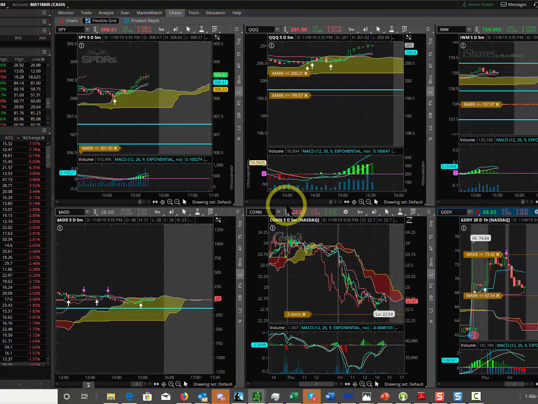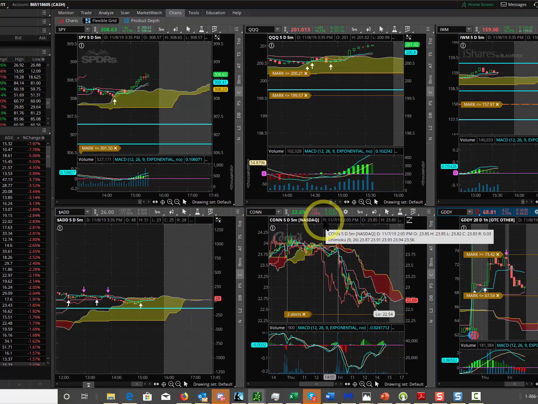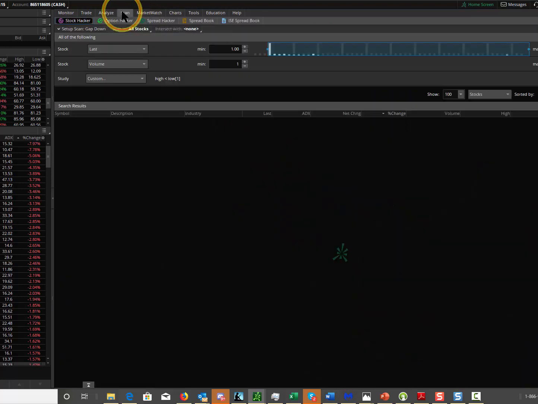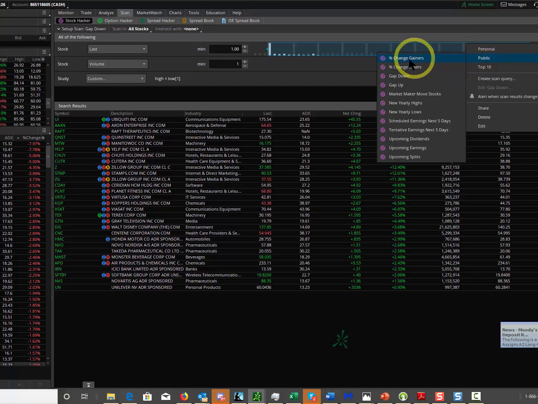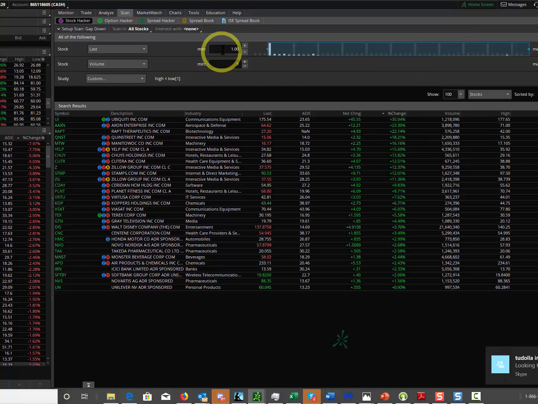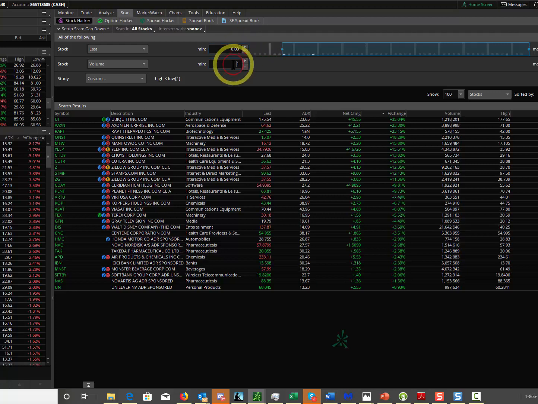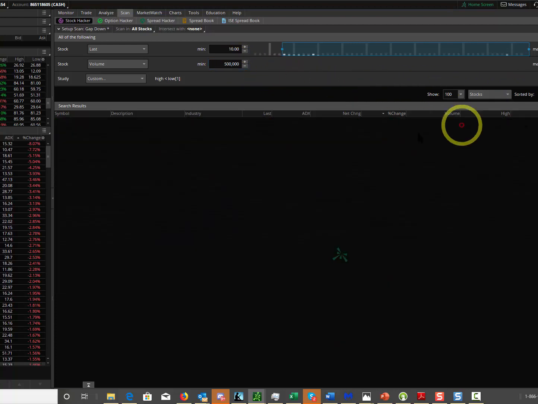So here's my matrix on Thinkorswim. I'm going to go up here to the scan tab, go over and load public scan for a gap down. I'm going to hit that. Let's say I only want to look at stocks over $10, so I'll put that in, and I want to look for stocks that have at least 500,000 shares traded.